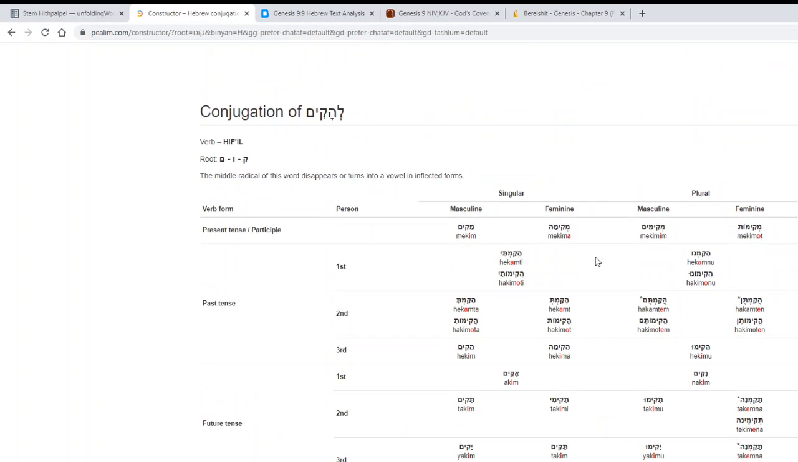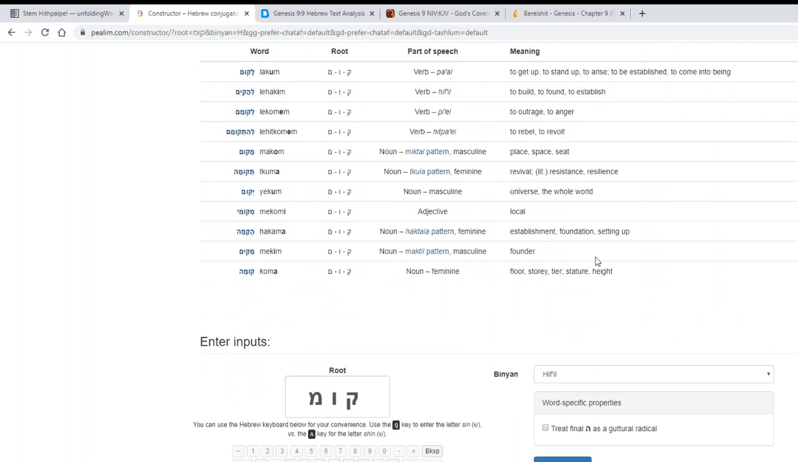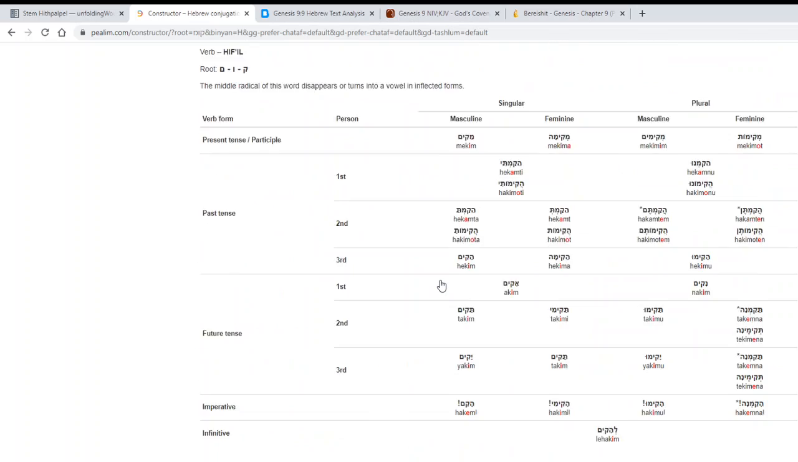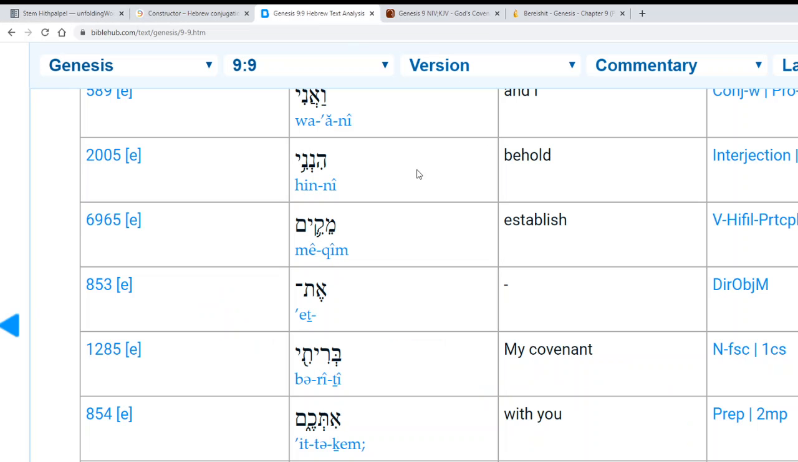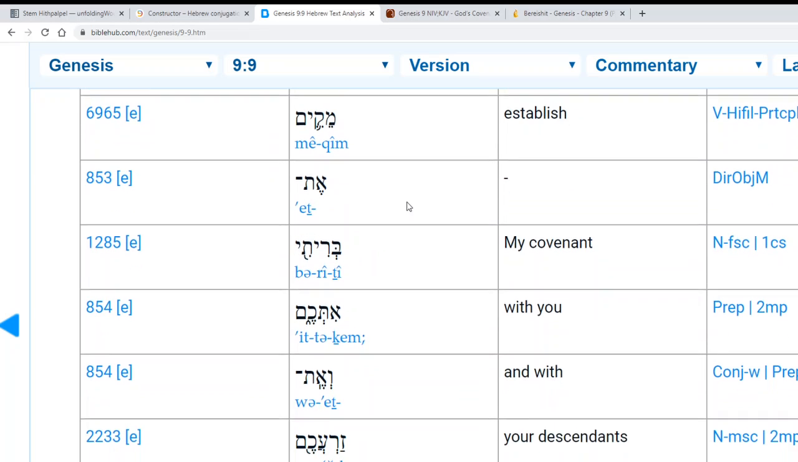So I really like this website. Thank you, whoever made it. Let's see who made this. They have a Facebook and a Twitter, and God bless them. God bless them very much. They should have many blessings from this.